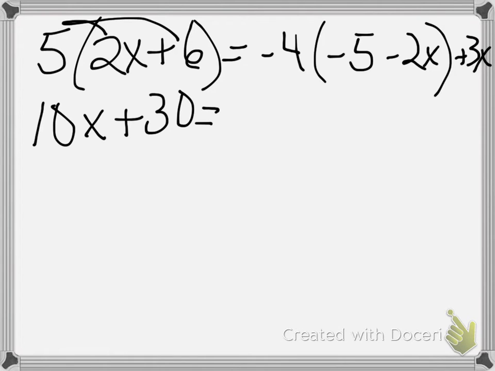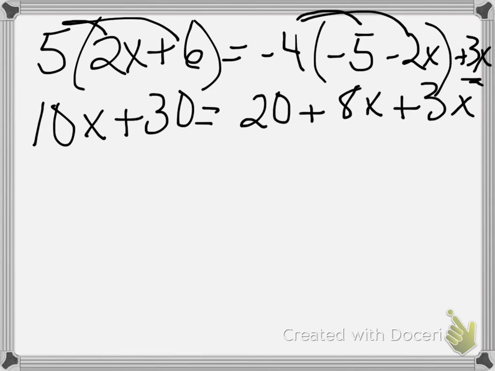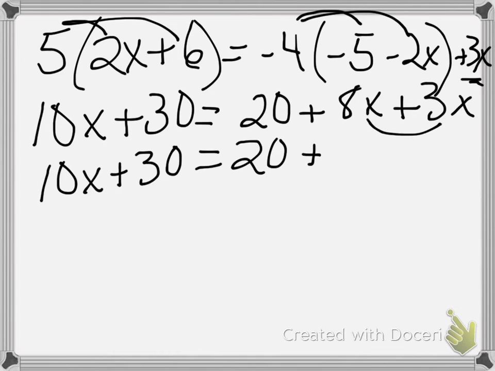Over here, I have a negative 4 on the outside of the parentheses. Now that means I'm really going to have to watch my negatives. So I'm going to multiply negative 4 times negative 5, and I get negative 20. Oh, excuse me, I get positive 20. And then I'm going to multiply negative 4 times negative 2, and I'm going to get positive 8 there. Now don't forget about this guy at the back. He needs to add on. We can't forget about that 3x. So I end up with 10x plus 30 is equal to 20 plus, and I'm going to have to combine my like terms here, 11x.